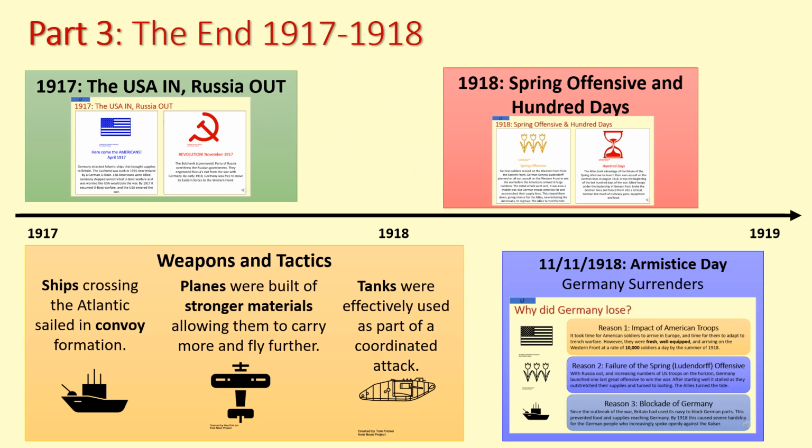The strategy and tactics and the weapons that the Allies had developed since the start of the war in 1914 start to all come together by the time you get towards 1917 and 1918, and it ultimately leads to the great Allied victories in the summer of 1918 that lead to the German surrender in November of 1918.